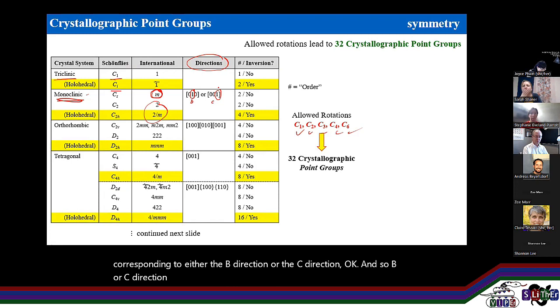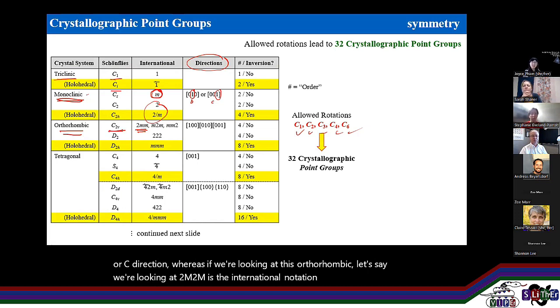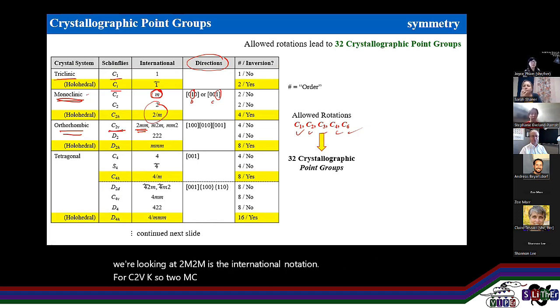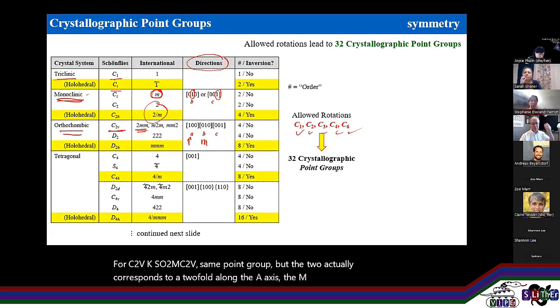Whereas if we're looking at this orthorhombic, let's say we're looking at 2mm. 2mm is the international notation for C2V. Okay, so 2mm, C2V, same point group. But the 2 actually corresponds to a two-fold along the A axis. The M corresponds to a mirror plane perpendicular to the B axis, and the second M right here corresponds to a mirror plane perpendicular to the C axis.